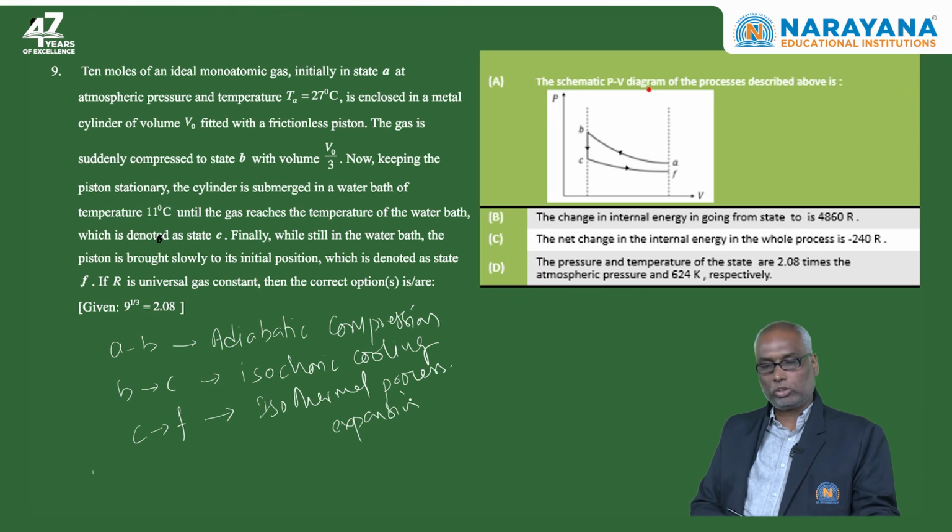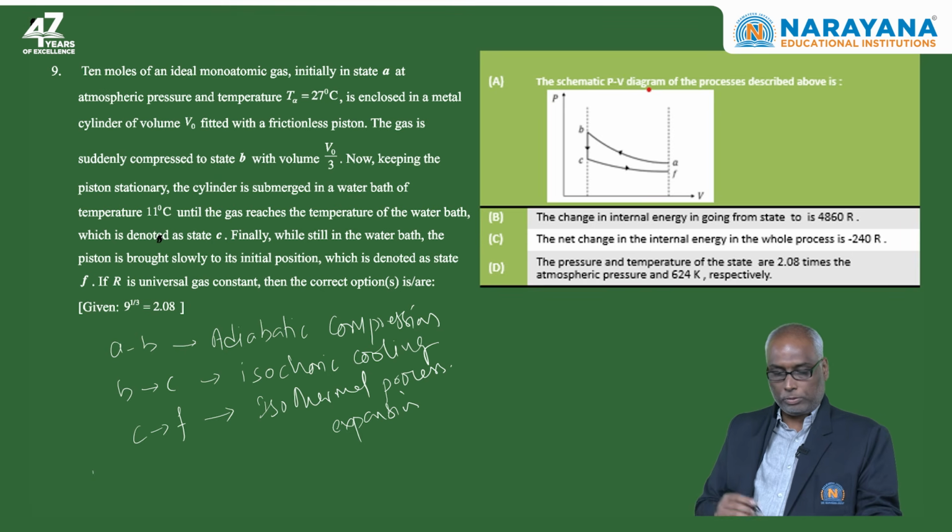So, volume is increased to the initial state. Now, you can see that A and F are not the same. Why are A and F not the same? Because the initial temperature and final temperature are not the same. Volumes are equal, but the initial temperature is more than the final temperature. So, obviously, initial pressure will be more than final pressure, that is why A and F will not merge here. Okay, so option A will be correct.